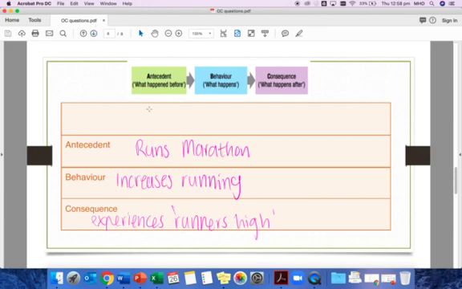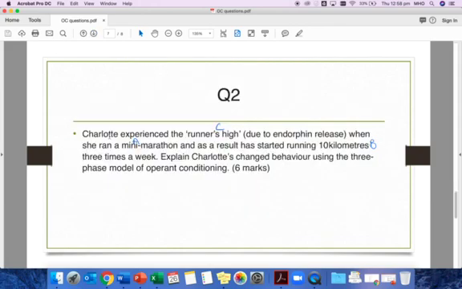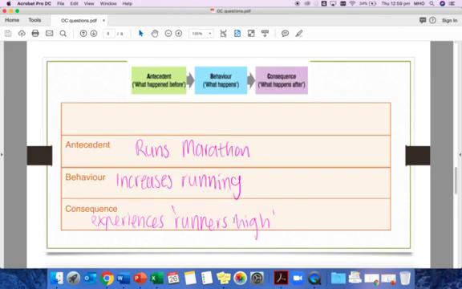The first thing that you need to do is identify the A, B, and the C. So the antecedent, what happened before, the behavior, what happens, and the consequence of that, what happens after. So let's have a look at where that would be here. So the consequence is the runner's high. The antecedent is the mini marathon, and the behavior is that she started running 3 times a week, which is what I've written in this table here.